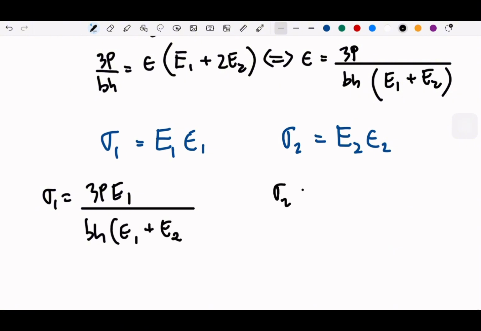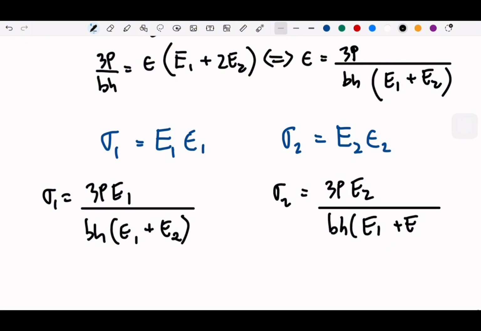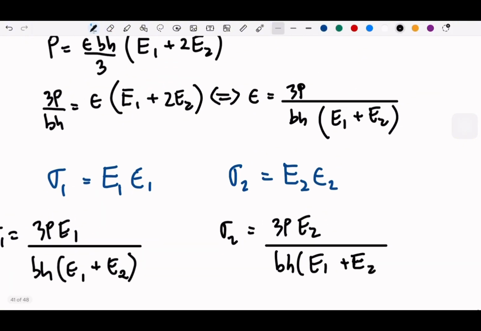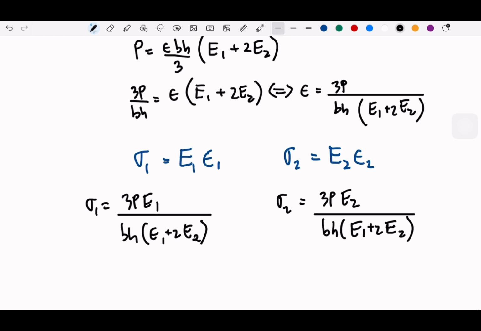The same as this one, 3P E2 over BH, E1 plus, oh wait, it should be plus 2 E2. Okay, now we have another equation.